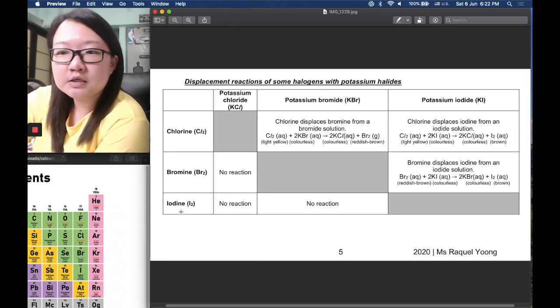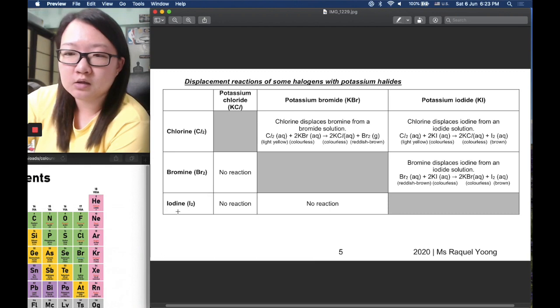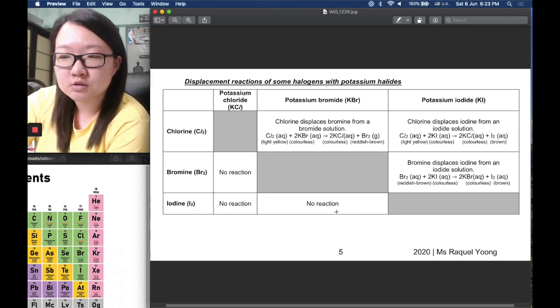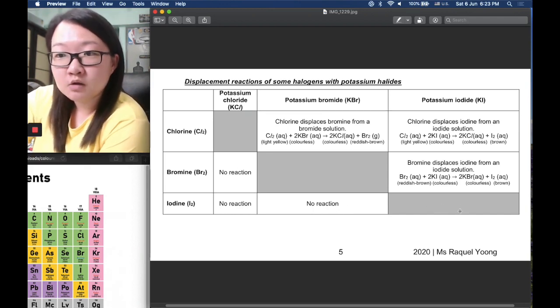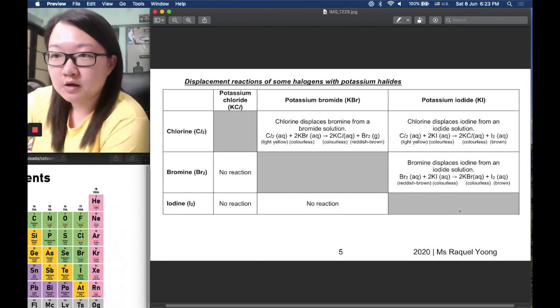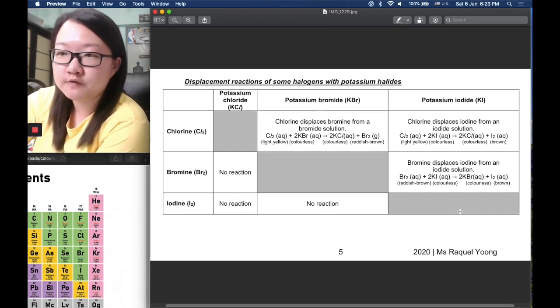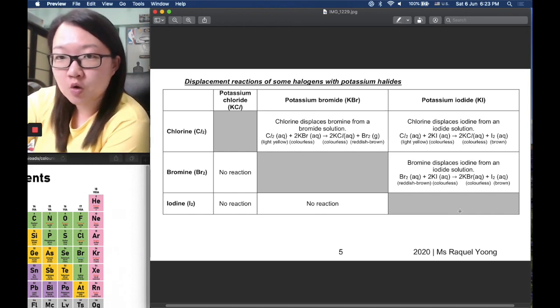Then if we follow that train of thought, obviously if we go to the halogen iodine, it is unable to displace chlorine out of its chloride solution. Neither is it able to displace bromine out of the bromide solution. And of course, itself, we don't need to talk about that. So this is basically the summary of displacement reactions, the first chemical property of halogens that you need to know.